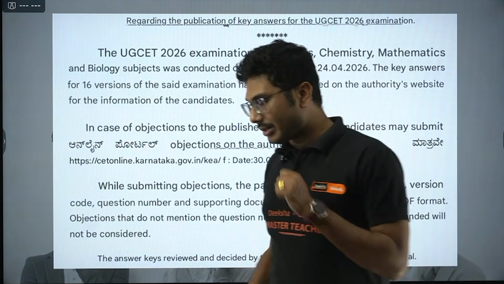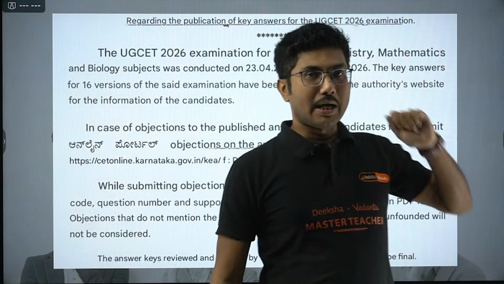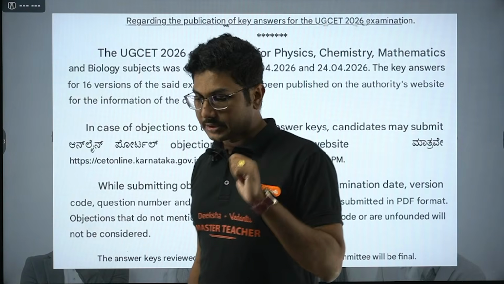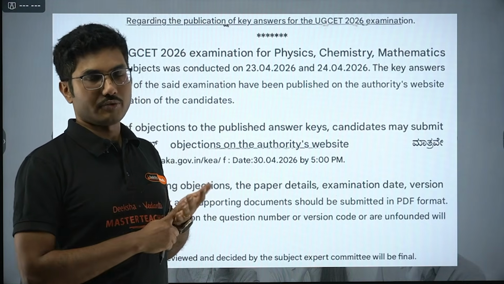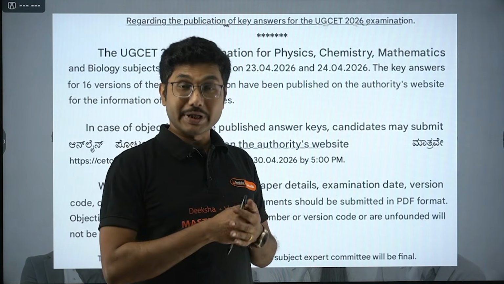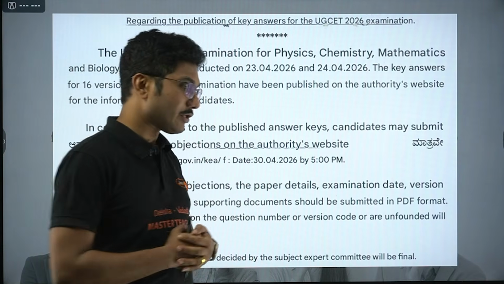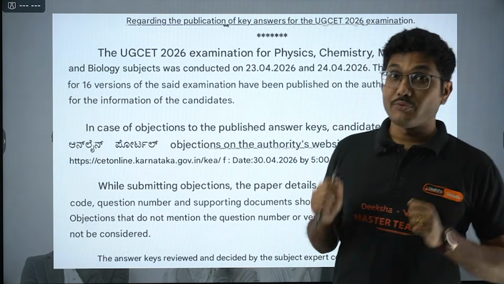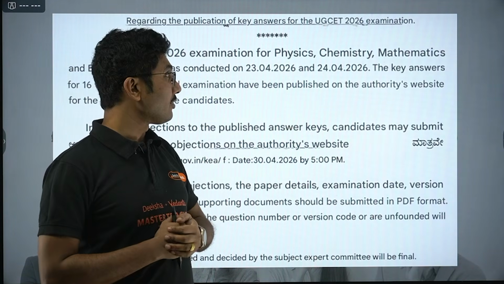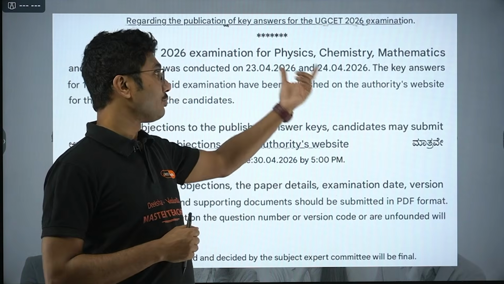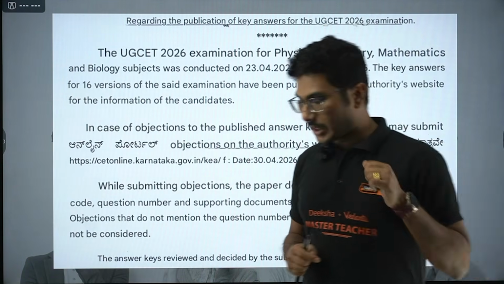Suppose you have an objection that this answer key is wrong. How should I raise a complaint that this answer is wrong in my opinion? You first have to have all the details: question number, version key, subject code, subject, and then the date of exam. Physics happened on 23rd. If you want to raise a question on biology, you have to mention that the date is 24th. If you are raising a doubt on physics or chemistry, it should be the 23rd of April. If you are raising it on mathematics or biology, it should be the 24th of April. So: exam date, subject code, which subject you appeared for, and what the paper code is.